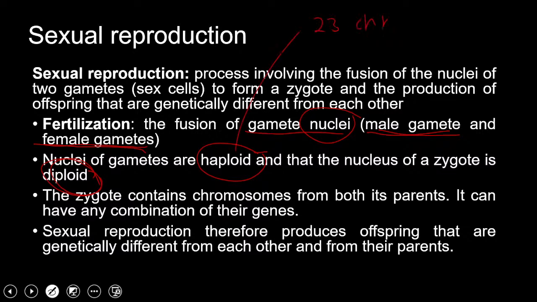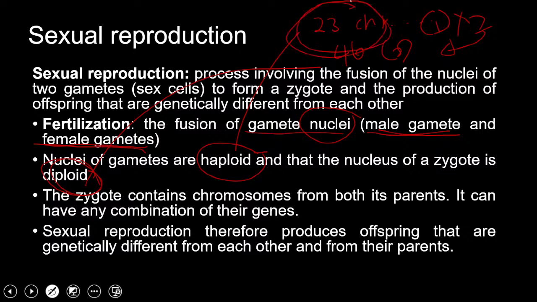So in humans, in diploid we have 46, which is two sets. So one set is 23 chromosomes, and the other 23 are just copies of these 23. Then the zygote contains chromosomes from both its parents, so it's 50-50, 50 from the mom, 50 from the dad. It can have any combination of these genes, so it's not predictable. It's very random and unpredictable.